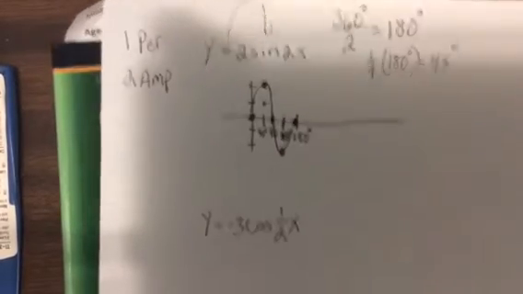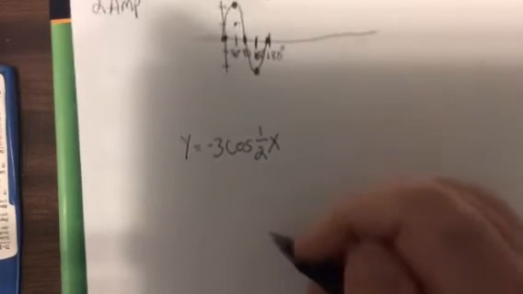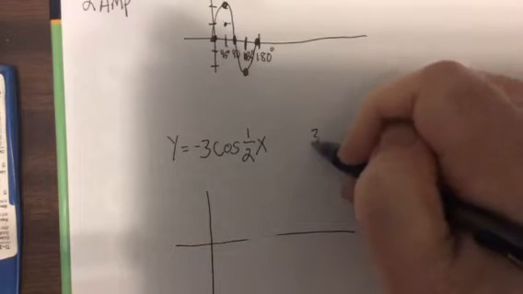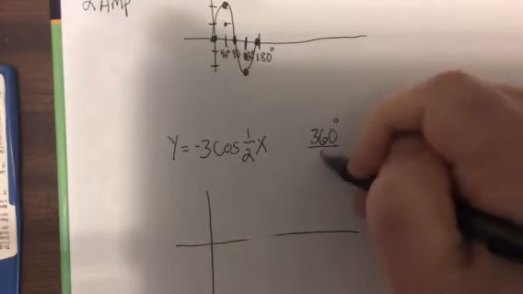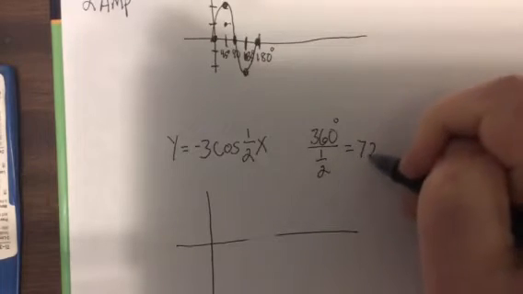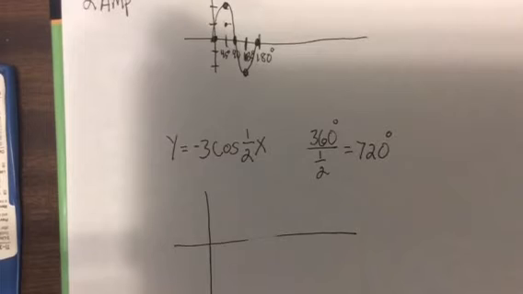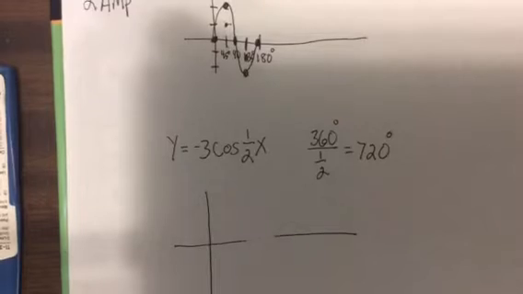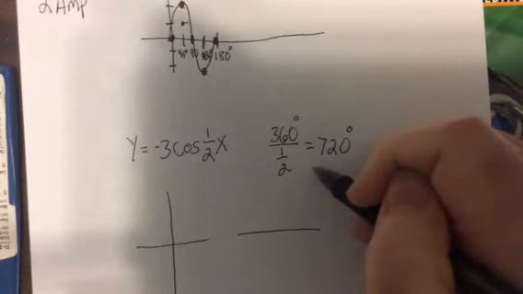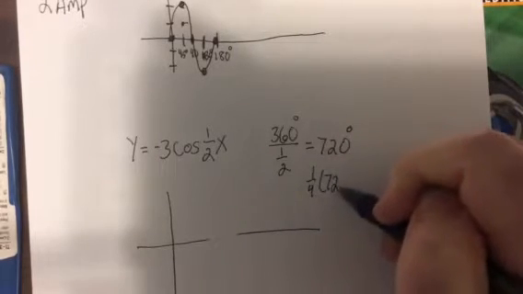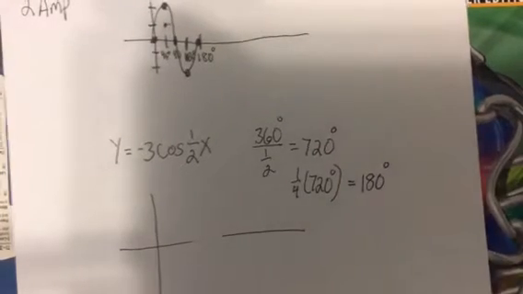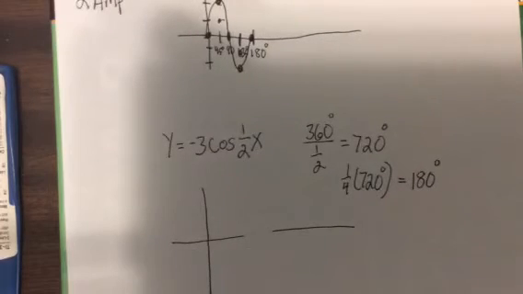So let's do y equals -3 cosine 1/2 x. Now, 360 divided by a half would be 720. So what this is saying is, normally 0 to 360 I get the full thing. Well, I only want half of it showing between 0 and 360. So to get the full thing, I have to double it to get to 720. Then 1/4 of 720 would be 180. So every 180 degrees, something important happens.